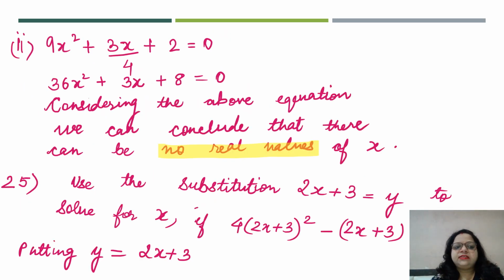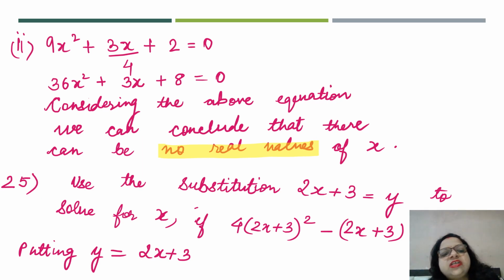Coming to the second part, children, 9x square plus 3x upon 4 plus 2 is equal to 0. So we will take 4 as LCM and we will multiply by 4. 4 into 9x square gives you 36x square plus 3x, and 4 into 2 gives you 8, and it is equal to 0, because 4 into 0 will give you 0.